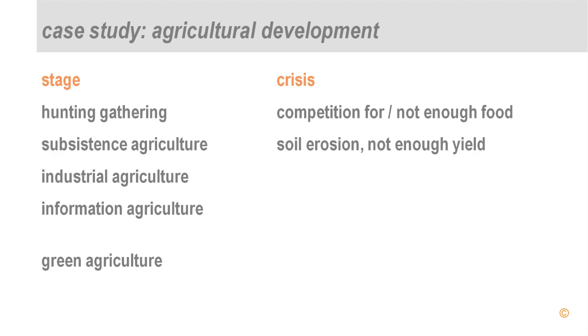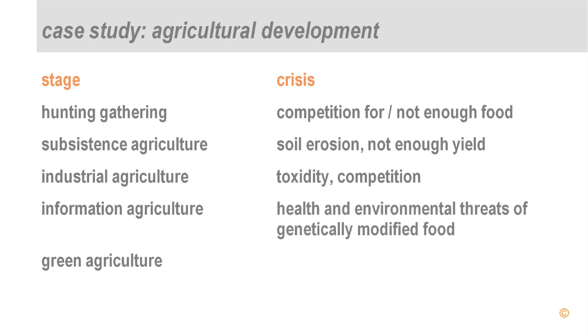A transition to industrial agriculture allows a much greater production of food, but eventually there are challenges of toxicity, over-fertilization, and also competition between smaller farming units and the mega agribusinesses. Information agriculture could hit a crisis as a result of health and environmental threats of genetically modified foods, and green agriculture begs the question if organic production will produce enough food or if there would be shortages.